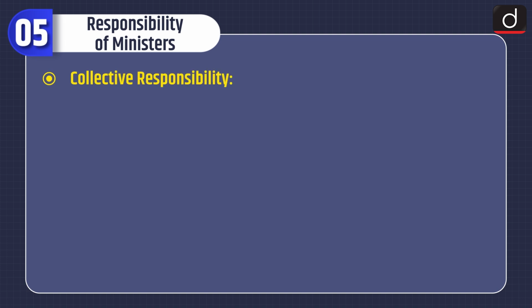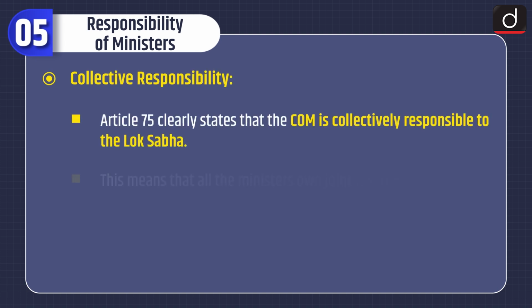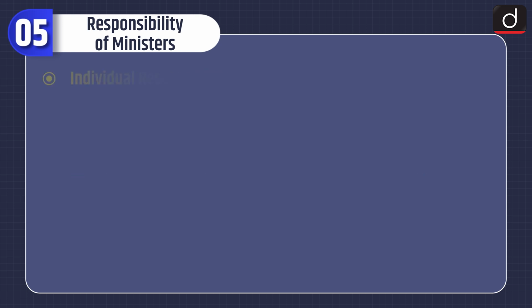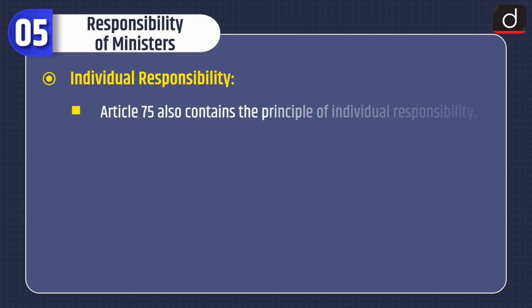Now let's have a look at the responsibility of ministers. First is collective responsibility. Article 75 clearly states that the COM is collectively responsible to the Lok Sabha. This means that all the ministers owe joint responsibility to the Lok Sabha for all their acts of omission and commission. And second is individual responsibility.